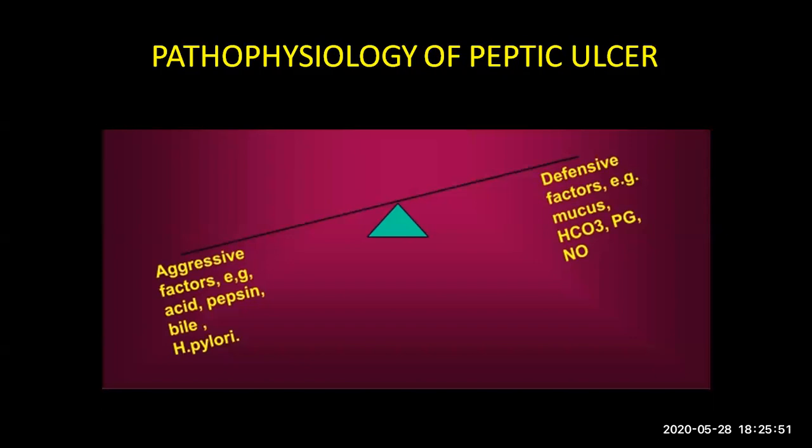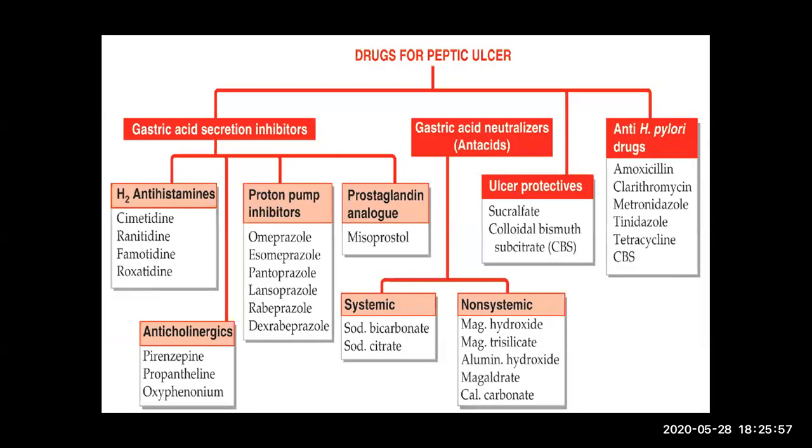So how are we going to proceed about the treatment? For the classification of drugs used for peptic ulcer, you have mainly three groups of drugs, or rather four groups. The first group is gastric acid secretion inhibitors, which are the group of drugs which inhibit the gastric acid secretion, thereby reducing the aggravating factor.